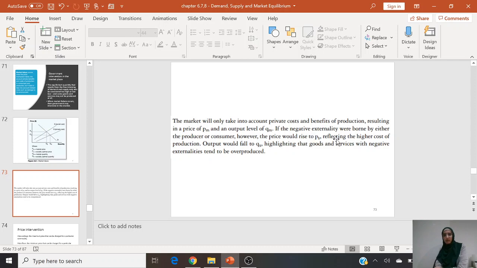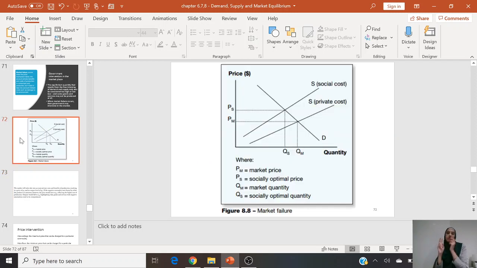A PS reflecting the higher cost of production. Output would fall to QS, which is the socially optimal quantity, highlighting that goods and services with negative externalities tend to be overproduced. Now, there are two main things to keep in mind over here.